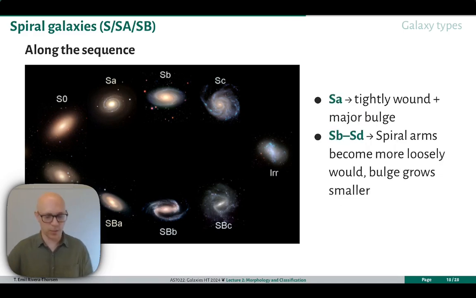If we look along the sequence from S0 and out to SC, and from SB0 and out to SBC, we see that SA and SBA have tightly wound spiral arms, and a very pronounced, large, strong central bulge, this thing you see here and here. As we move out the sequence, the spiral arms get less tightly wound, and as we can see, particularly here and here, the central bulge becomes less and less dominant, less and less pronounced.